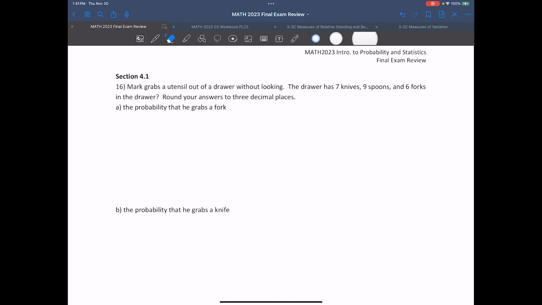What we need to figure out is, how many utensils are there in total? So 7, 9, and 6. Total, there is 7 plus 9 plus 6. So 15 plus 6, so 22. So there's 22 utensils in total. And the probability that he ends up grabbing a fork, well, there's 6 out of the 22.